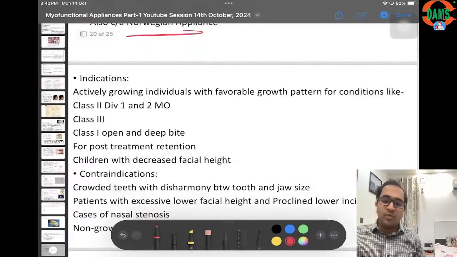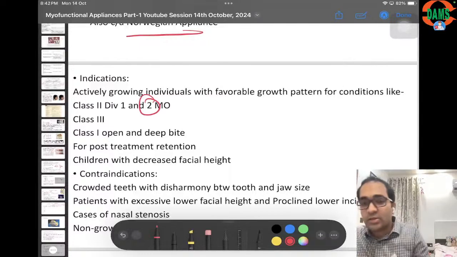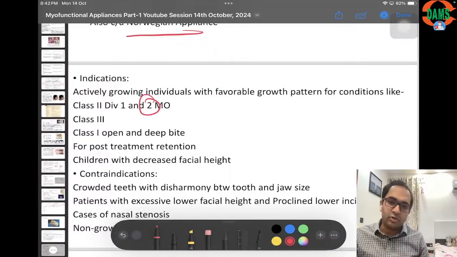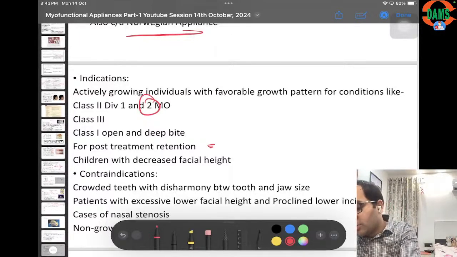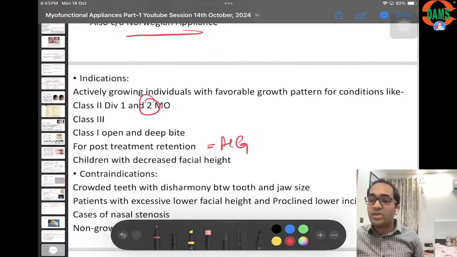So what are the indications? Same as for any functional appliance which we have discussed. Actively growing patients with a favorable growth pattern, conditions like class 2 div 1 or div 2 malocclusion. So div 2 means retroclined incisors. So इस केस में हम advancement कैसे करेंगे? First we have to correct the retroclination, then only we can advance the mandible. Okay, next is class 3 malocclusion. Similarly, reverse overjet में भी we can give a class 3 activator. Class 1 open and deep bite cases as well. And for post-treatment retention after headgear therapy, जिसमें class 2 हमने correct कर लिया. Lastly, children with decreased facial height.